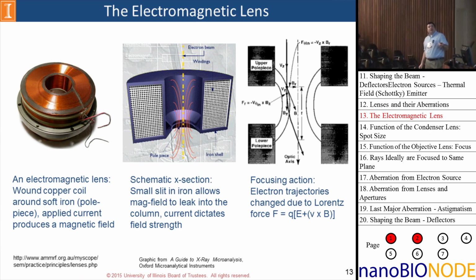And so how this works is that we have a magnetic field, we have a charged particle that's moving through this magnetic field, and it's going to see a force based on the Lorentz equation, velocity cross the B field, the magnetic field. All right? And that's always going to give us an inward focusing action.